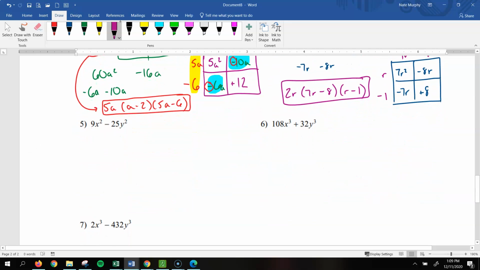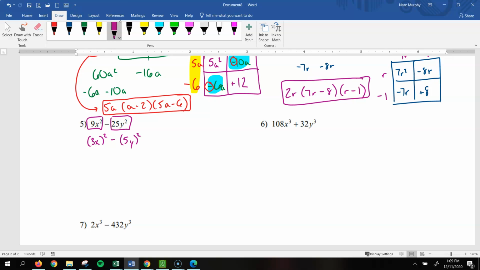All right, let's look at number 5. Number 5, we have a difference of squares. How can I tell? Because we're subtracting, and I could take the square root of each of these terms and get a nice little integer. For example, for the first part, if I take the square root of 9x squared, I get 3x. In other words, if I square 3x, I would get 9x squared. And if I take the square root of 25y squared, I get 5y. So if I were to square 5y, I would get 25y squared.